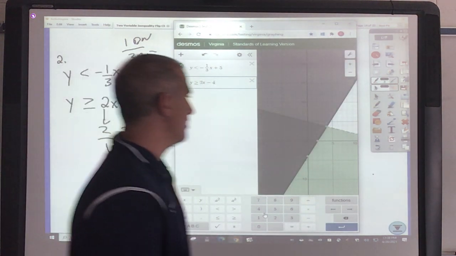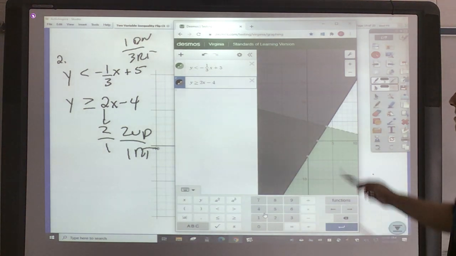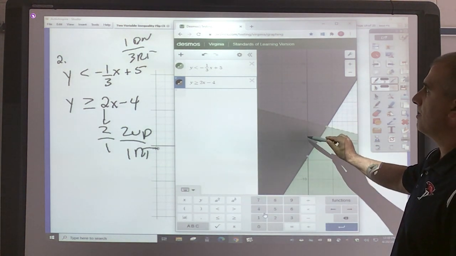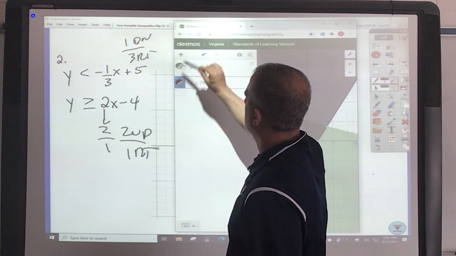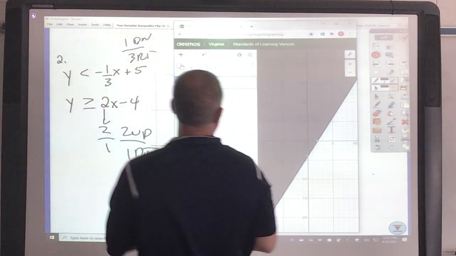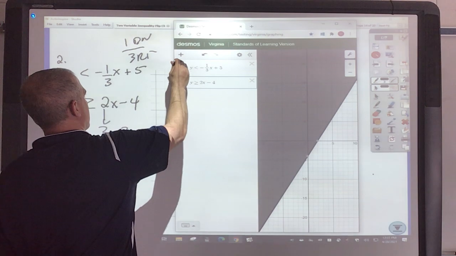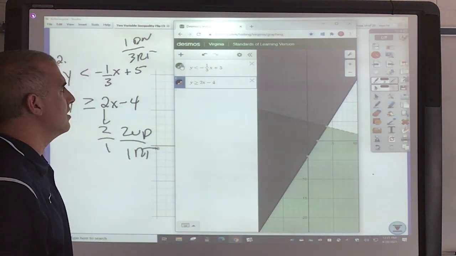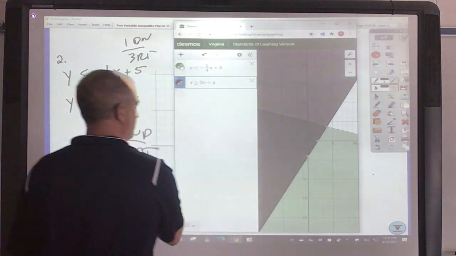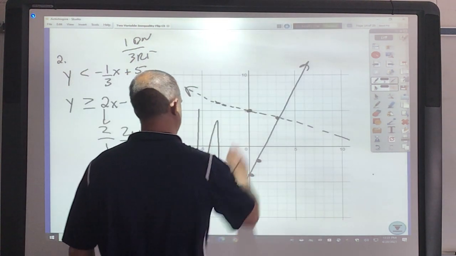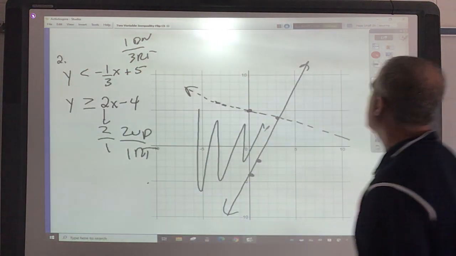Okay, all right, not the best of colors here. I think there's a way to change the colors in that, but I don't know how. Okay, but if you can see, darkest would be right in that area, so I'd shade right in here, okay.